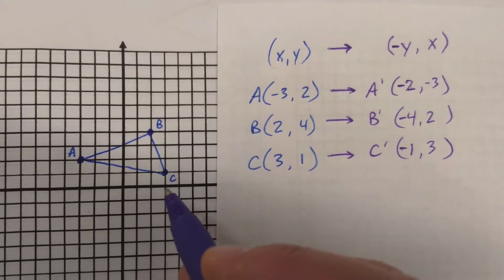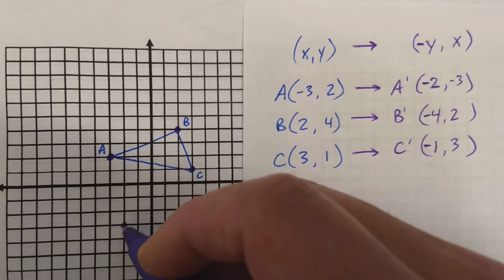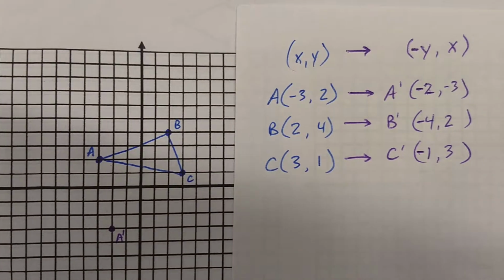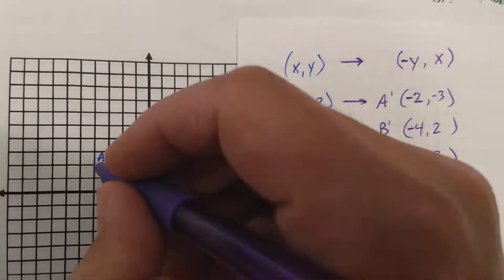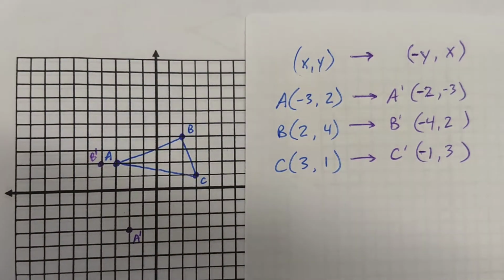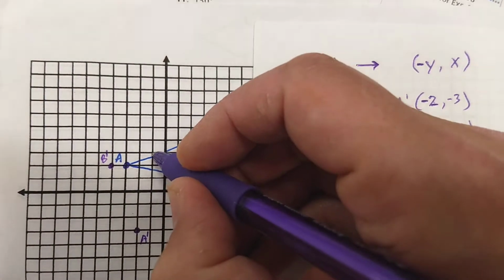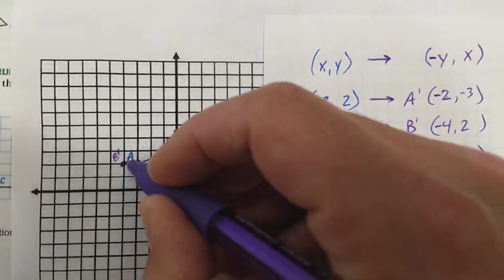Let's plot them over here now. A prime should be at -2, -3. B prime was at -4, 2. Here's -4, 2. That was B prime. And the last one, C, was at -1, 3. -1, 3. That's C prime. We can connect those.